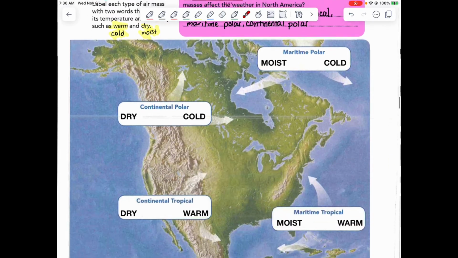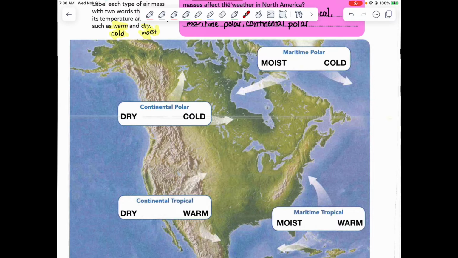But the correct answers are, when we talk about maritime polar, okay? So maritime means moist, okay? So we're gonna have some moisture there. But because it's polar, it's cold. When we say continental, that means we're over land, so it's going to be dry. And anytime we have polar, it is cold.